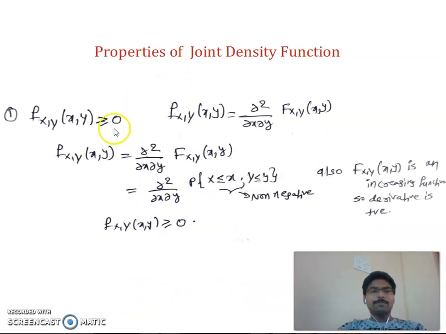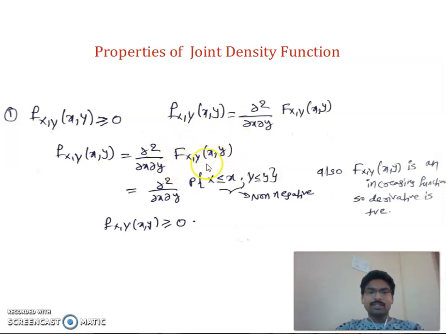So first property, f_{X,Y}(x,y) is greater than or equal to 0. To prove this one, we have to know this definition also. f_{X,Y}(x,y) is equal to dou square by dou x dou y of F_{X,Y}(x,y). That is two times derivative. Two variables are there, that is, we are differentiating with the x variable and y variable. And we know that F_{X,Y}(x,y) is a non-decreasing function. It is always an increasing function. So we are doing the derivative for the increasing function. It is always positive. That is one proof.